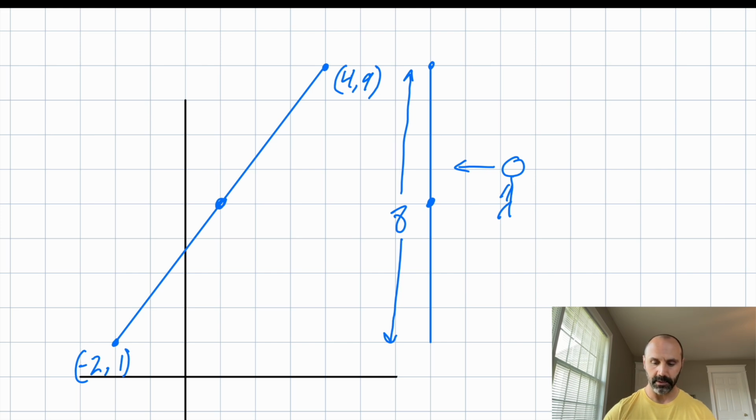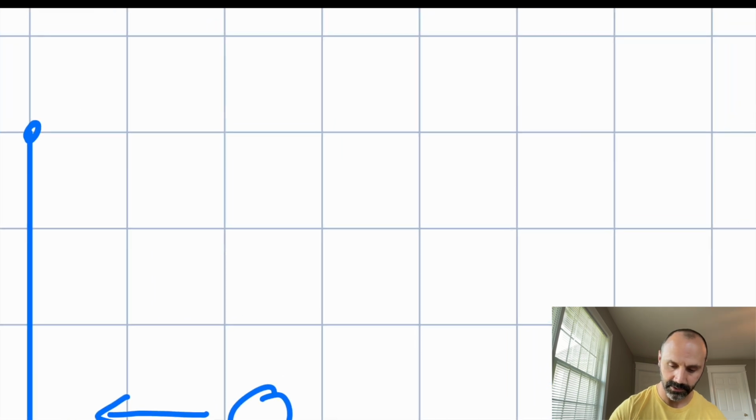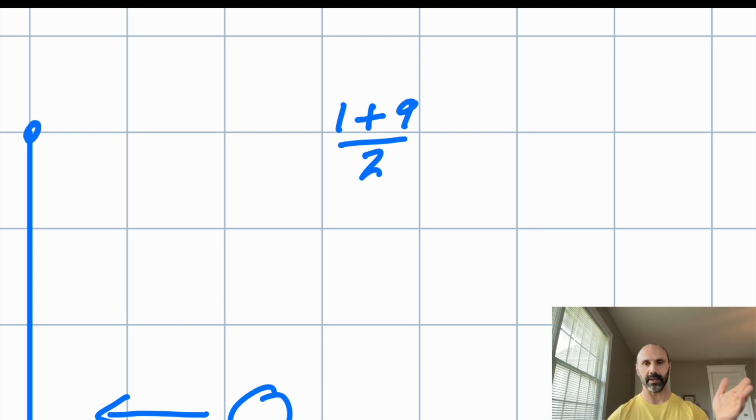Okay, so what is this coordinate, by the way? It's 1, 5, and 5 is the average of 1 and 9. So how do we find the average? Really, it's 1 plus 9 divided by 2. I'm taking 2 numbers and finding the average, so I add them together and divide by 2, and that gives me 5. That should work for the horizontal as well.